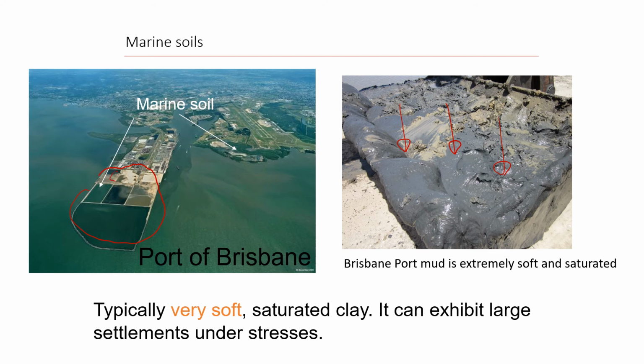You will see that actually they bring sand here and build settlements. But when you bring sand and build these embankments, you place them on very soft material like it's here on the ground. And this material is very soft. If you try to place any embankment, this embankment will collapse. So we need to know how to deal with these soft marine soils.